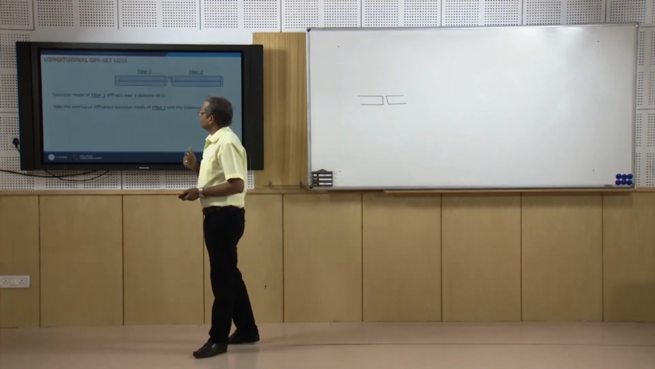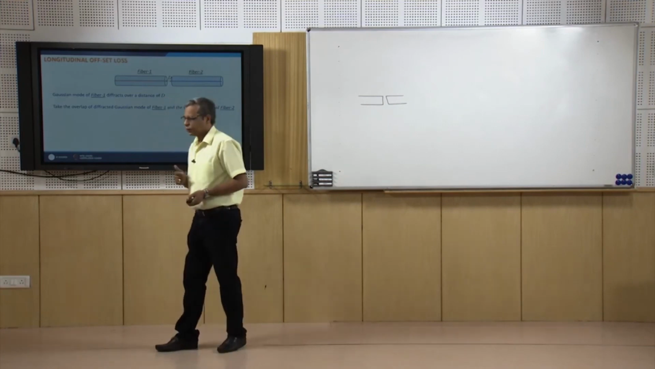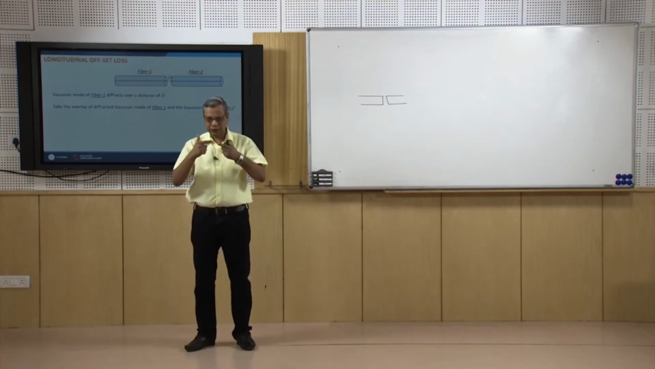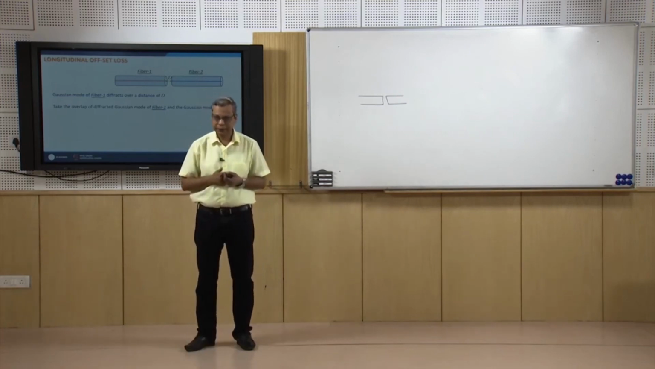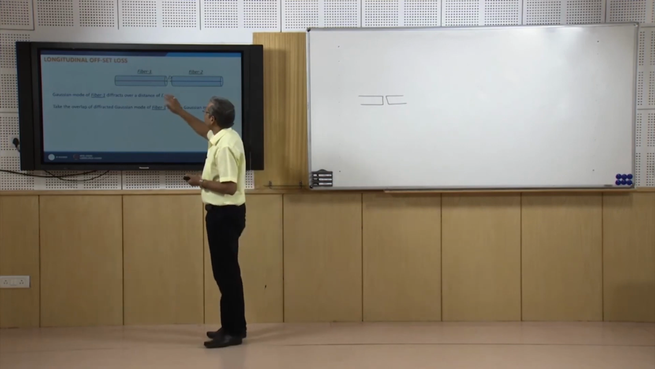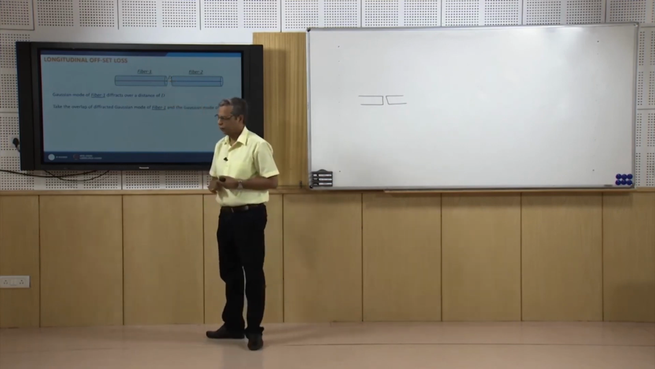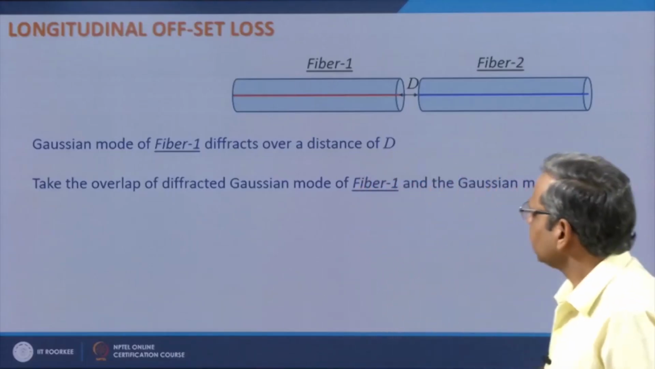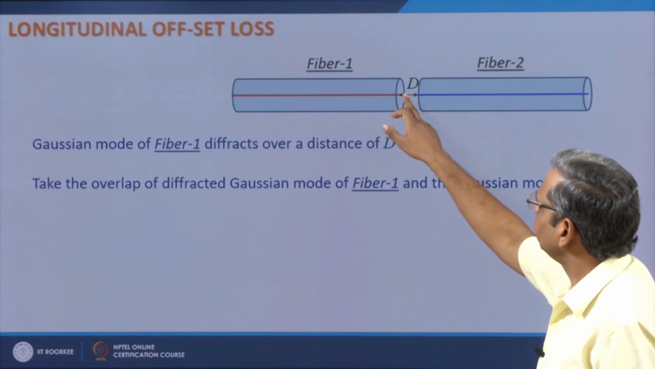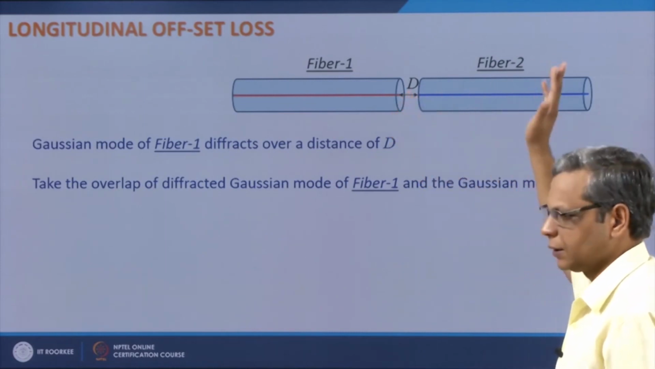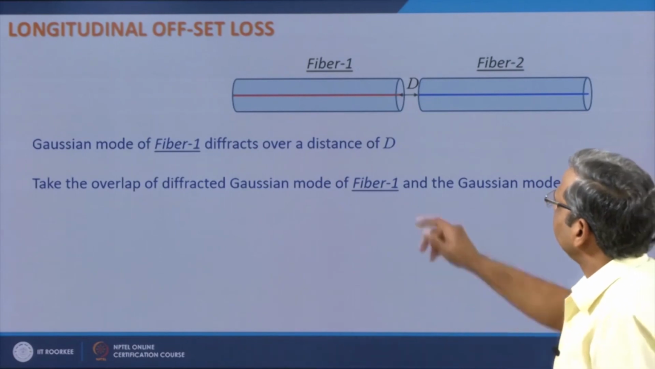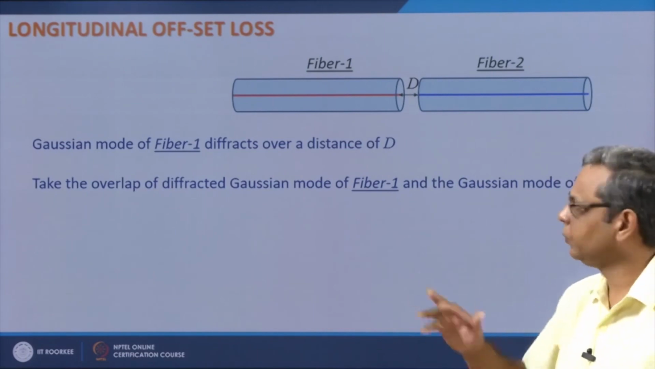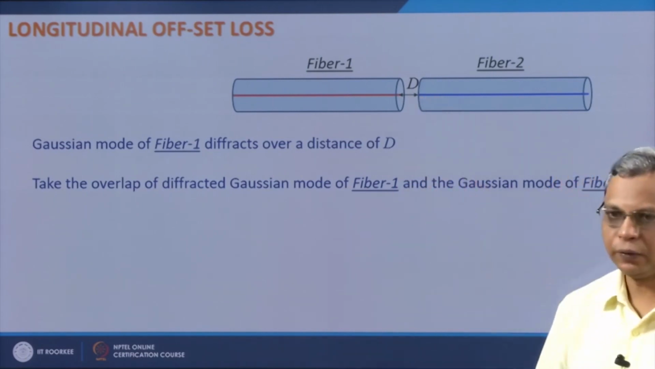The last one is longitudinal offset loss, which occurs when you join two fibers together and there is always some gap left between them, and when you fuse them, then cladding material goes in the gap. This also causes loss because the Gaussian mode, when it comes out of this fiber, diffracts, and when it reaches this end of the fiber, then this diffracted Gaussian would be different from the Gaussian mode of the fiber 2.